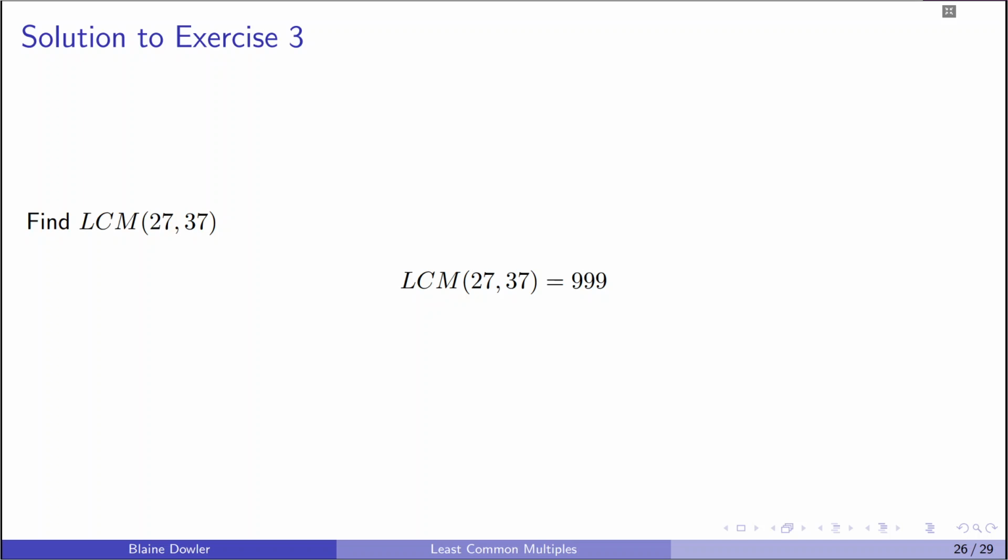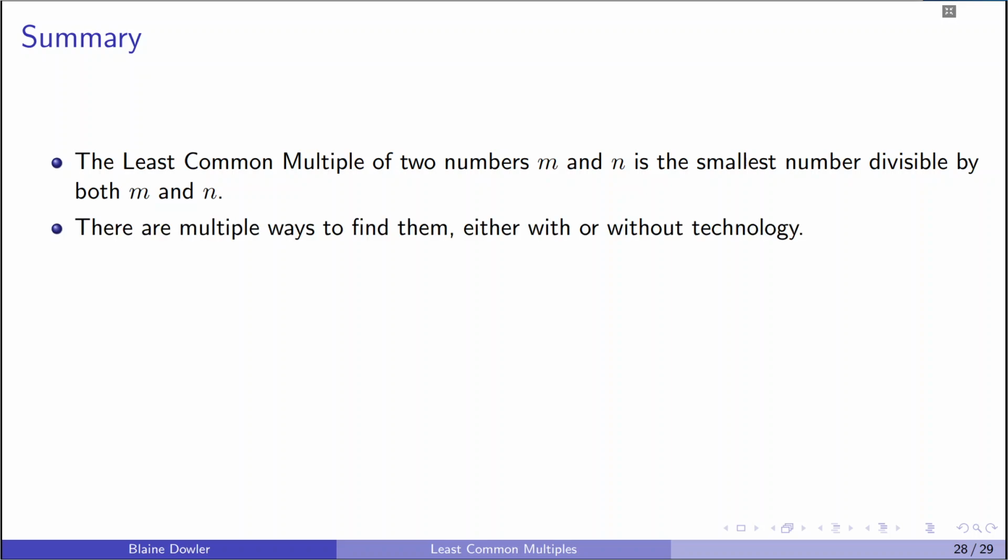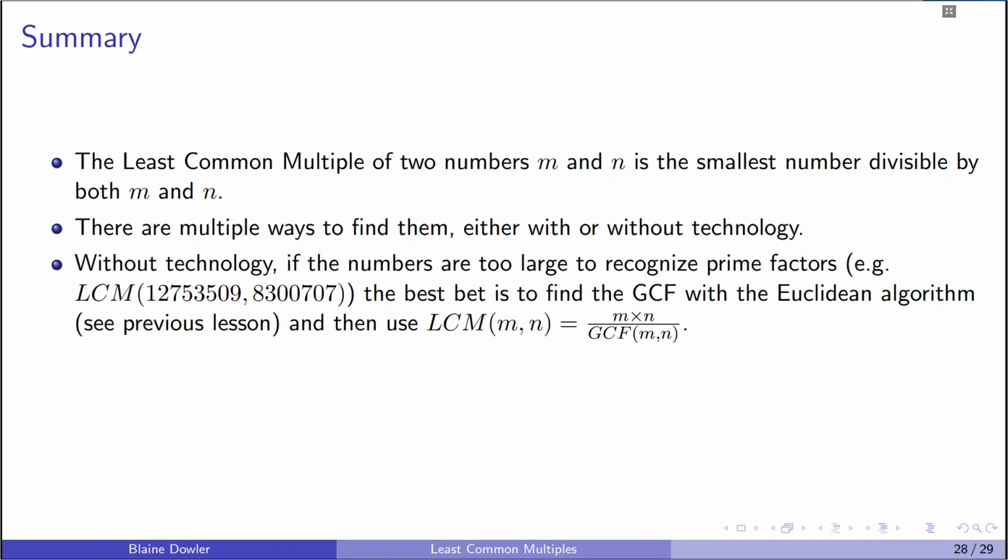All right, in summary, the least common multiple of two numbers is the smallest number divisible by both of them. There's multiple ways to find them, either with or without technology. Without technology, if the numbers are too large to recognize the prime factors, so for example, these 8-digit numbers here, or the 7-digit numbers, it's best to find the greatest common factor with the Euclidean algorithm, which we covered when we talked about greatest common factors, and then use our trick where we divide and then multiply.